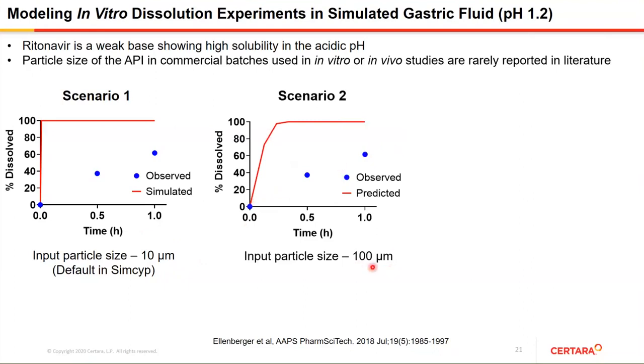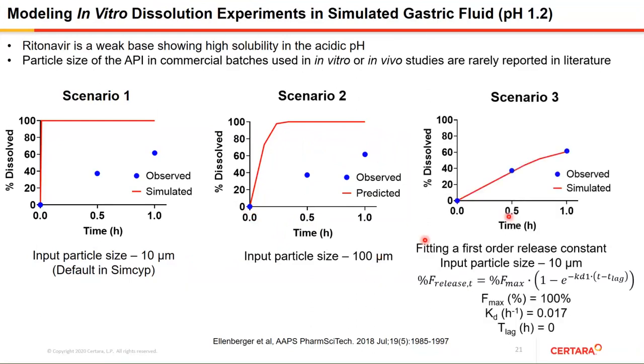And if I further increase it to 500 micrometer, which is actually quite a big particle size, I was still predicting this dissolution. So what I'm trying to say is that you really need to probe your particle size, and you should not use the default particle size. Clearly, we know that the dissolution of ritonavir is not governed by the particle size, and we know from the previous paper that it is the polymer which is controlling the release of ritonavir.